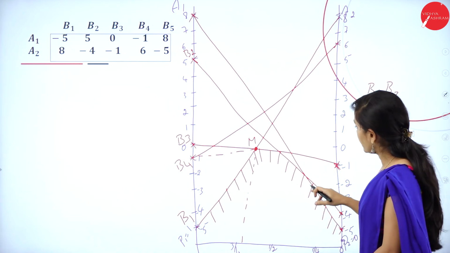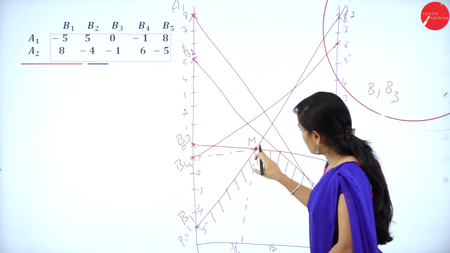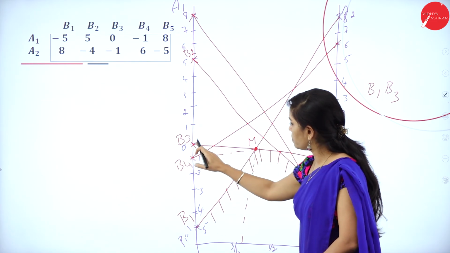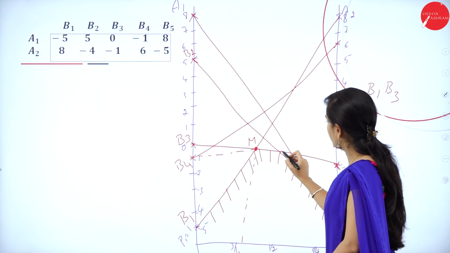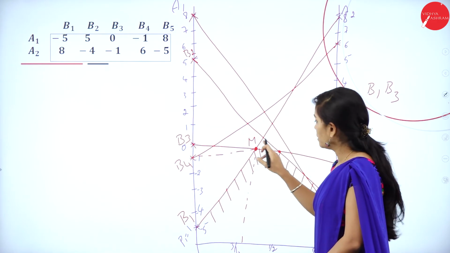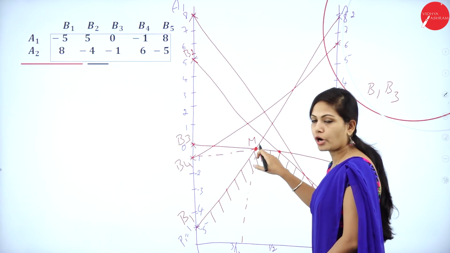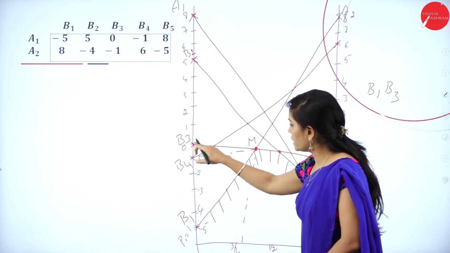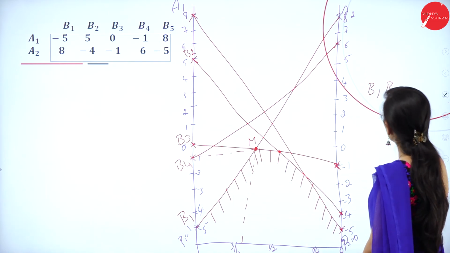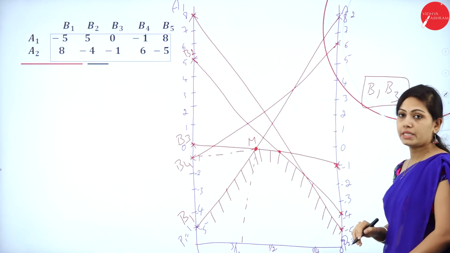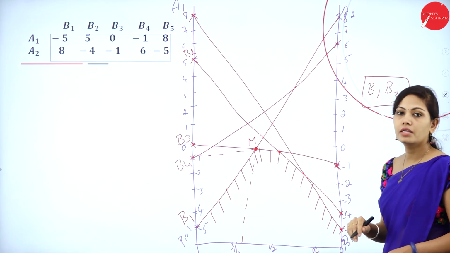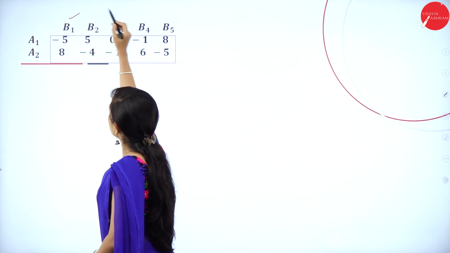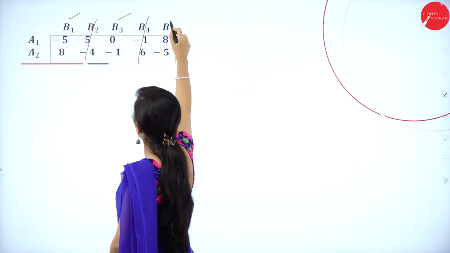Any other lines joined here? No. The maximum point M comes under B1 and B3. Clear? So here we got two intersection points, but this is the maximum point for the lower boundary. So I have selected B1 and B3 lines and the remaining are rejected.